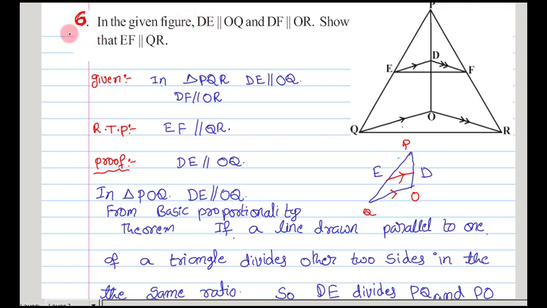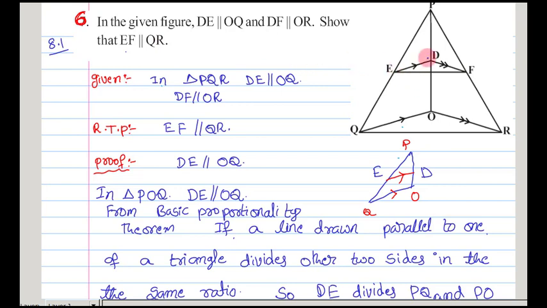This is our sixth question of exercise 8.1 of similar triangles of class 10. Let us observe the question in the given figure. DE is parallel to OQ and DF is parallel to OR. Then show that EF is parallel to QR.